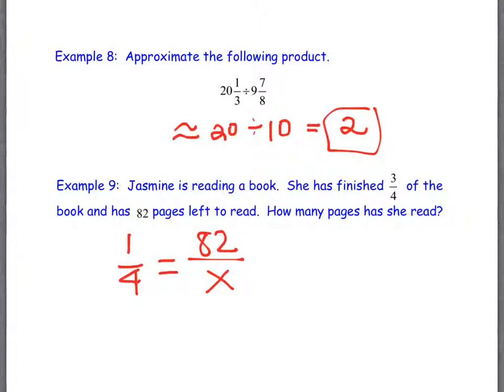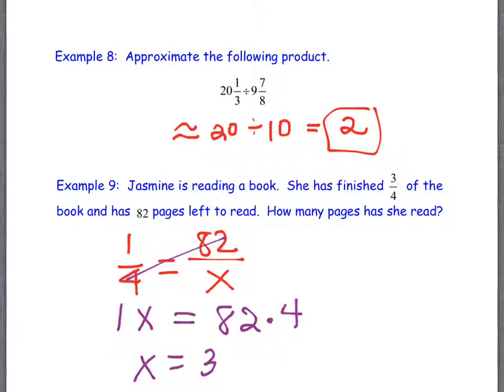We could write this as 1/4. So she has 1/4 of the book left, and she has 82 over somehow a number of pages left. Does that make sense? So if you're doing it this way, this is a comparison. This works great. And then what would we do? Multiply 82 by 4 and then divide by 1. All right, so in essence, we're cross-multiplying, right? Or we're multiplying by the 4 to get it out of the denominator and the x to get out of the denominator. So this would actually end up giving me 82 times 4, which is what?